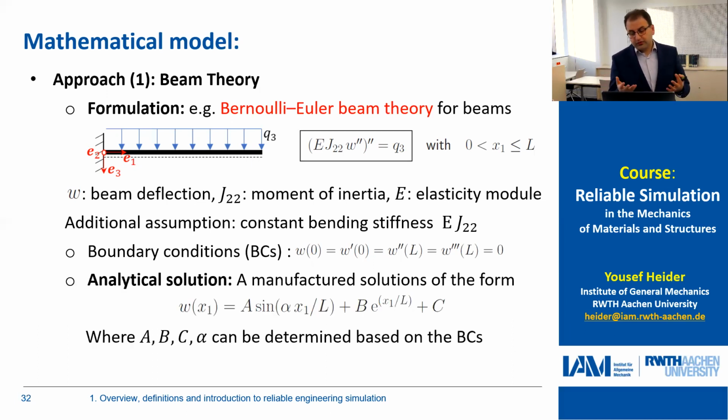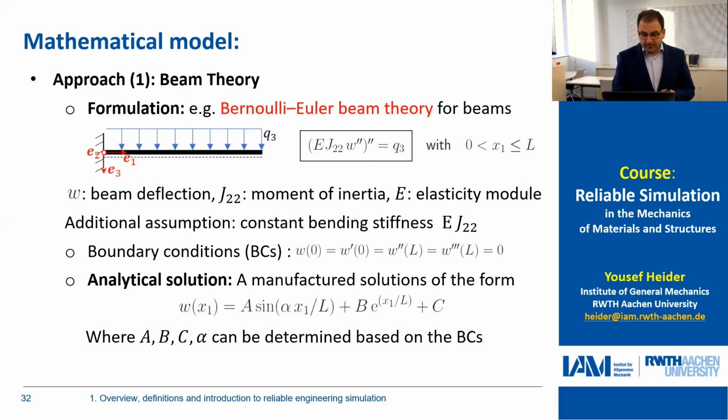So for the analytical solution, which is relatively easy to implement, we propose a solution of this form. So W would include a sine and exponential function. And you see in this equation, we have A, B, C, and alpha as constants, which are unknowns. Now, if we take the first, second, third, and fourth derivatives, then we have four equations with 4 unknowns, and with the help of the boundary conditions, we can determine A, B, C, and alpha, so that we can also construct our solution.